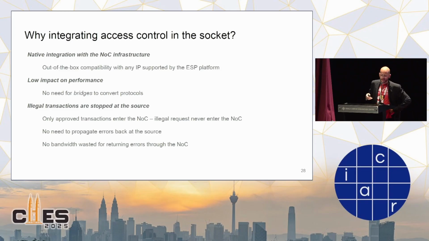But also the illegal transactions themselves are stopped at the source. The difference is that if we had put access control at the resources, we would have to propagate back errors to say that the transaction was illegal, in particular with specific on-chip communication protocols that require an error to complete the transaction, otherwise stalling the transactions.